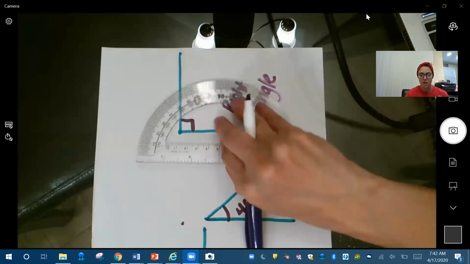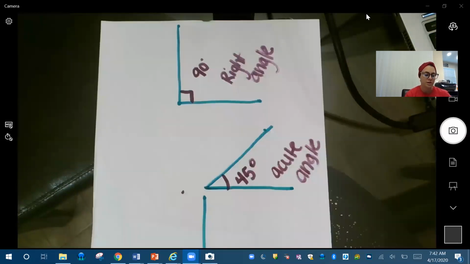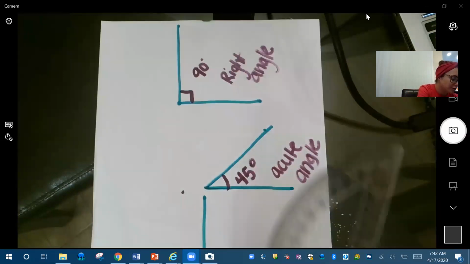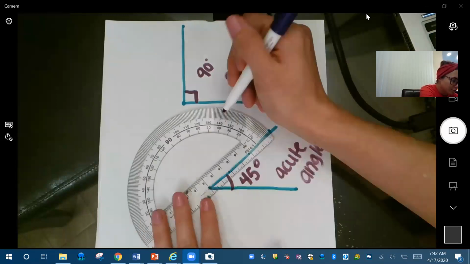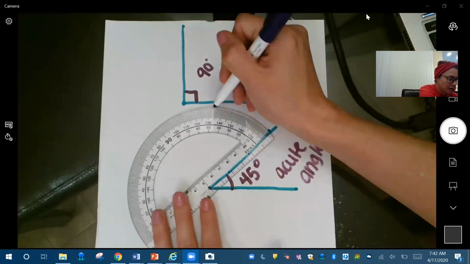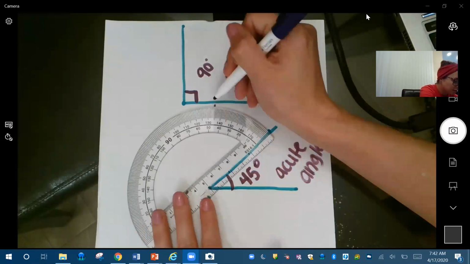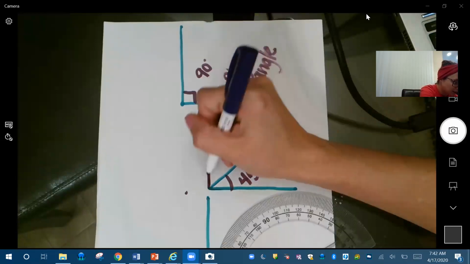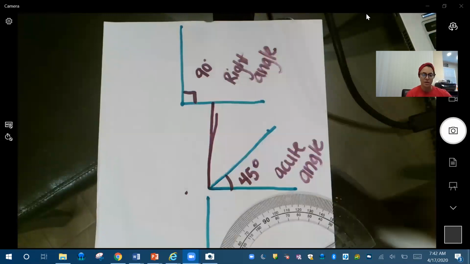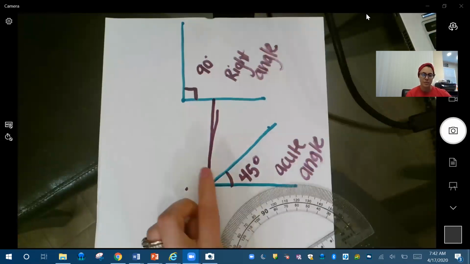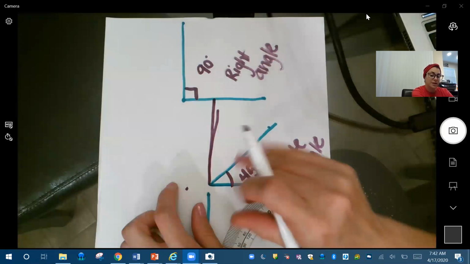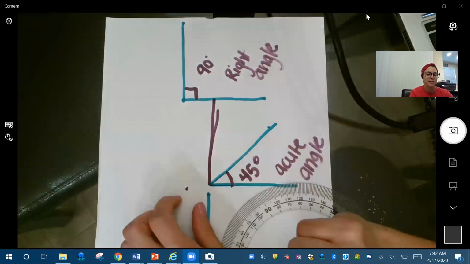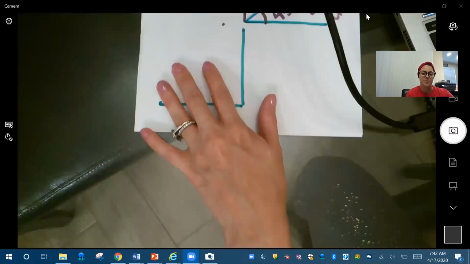Interesting. And I bet you that if I measured another 45-degree angle, right there. Oops, didn't make my line straight. Oh, what would that make? It would make a 90-degree angle. Why? Because 45 plus 45 is 90. Interesting little fact, and we'll come back to that in a little bit.